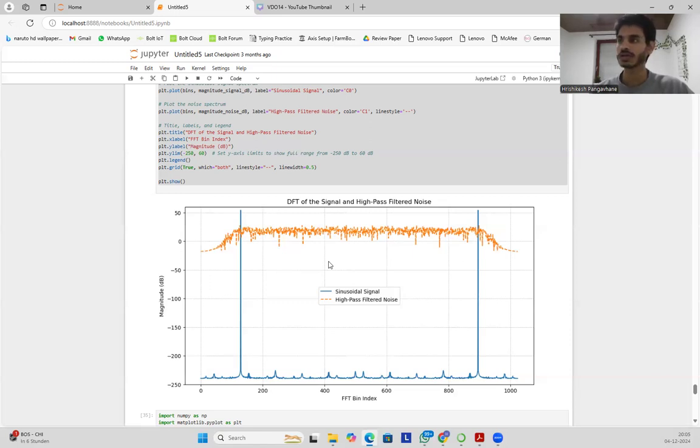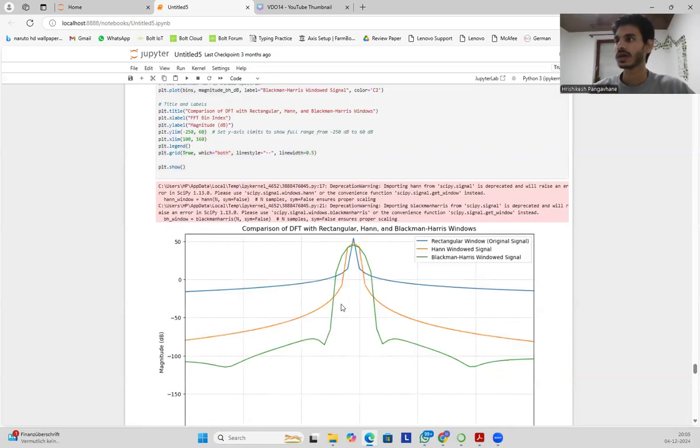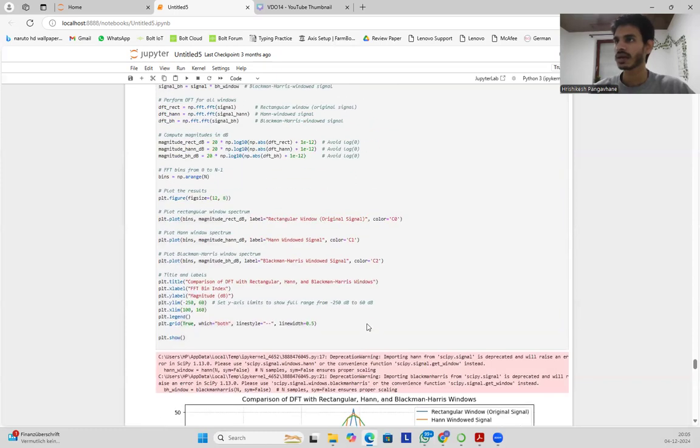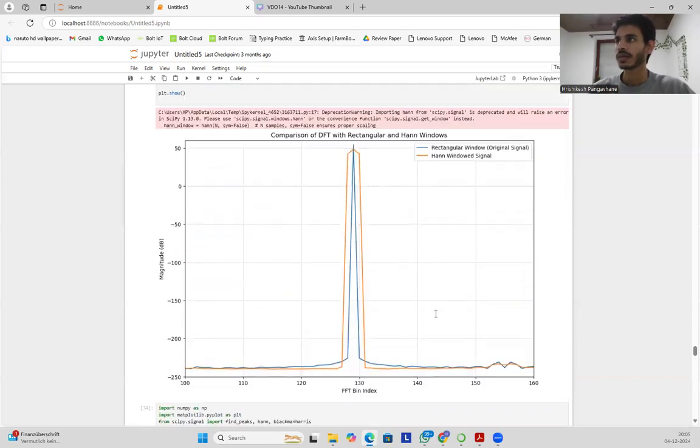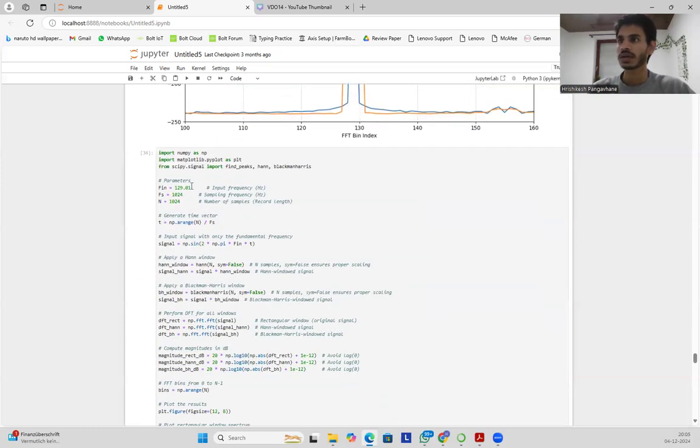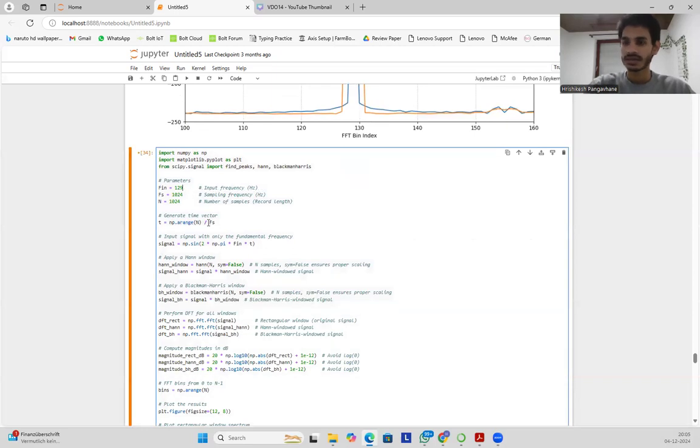So we saw the concept of the Hann window. We saw the concept of the Blackman-Harris window. Once again, I would like to show you. So over here, let's take a case. We will have a quick recap.